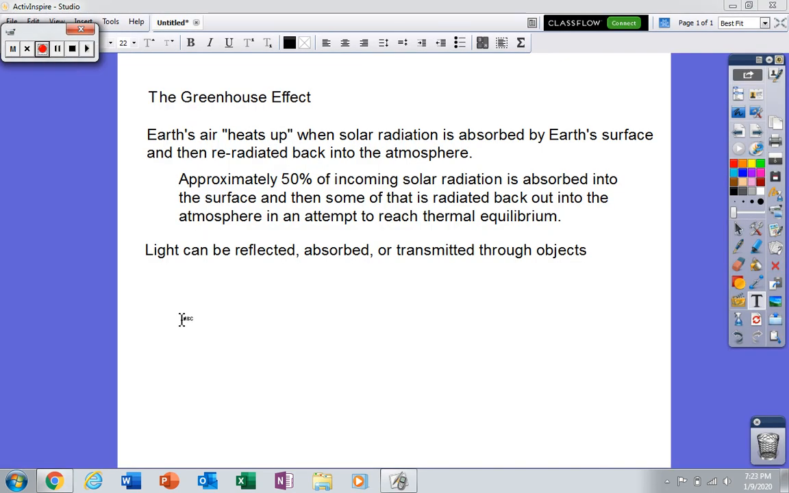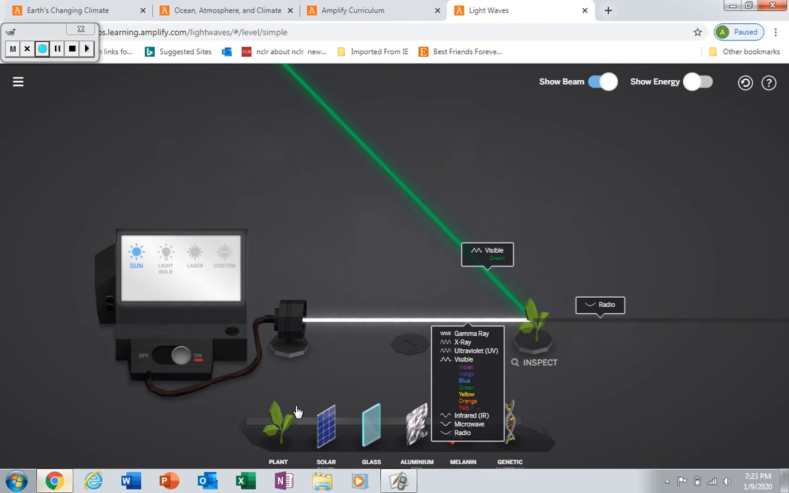Hopefully you got that light could be reflected, which I told you, or absorbed, or transmitted through objects. So if we go back to the sim, we see the green light is reflected. The radio is what we'd call transmitted. It's why we use radio waves for communications, because they transmit through a lot of objects. And then everything else is absorbed into this plant.